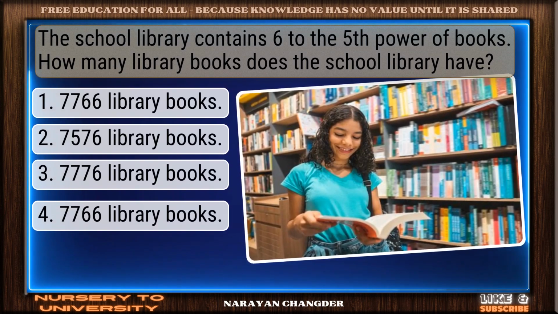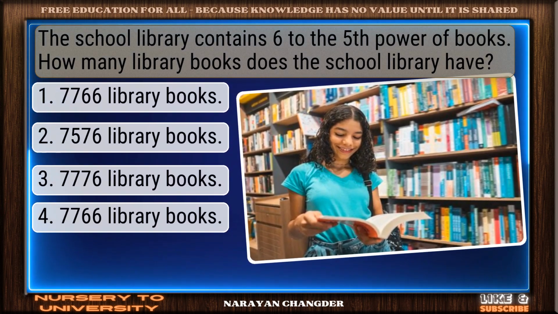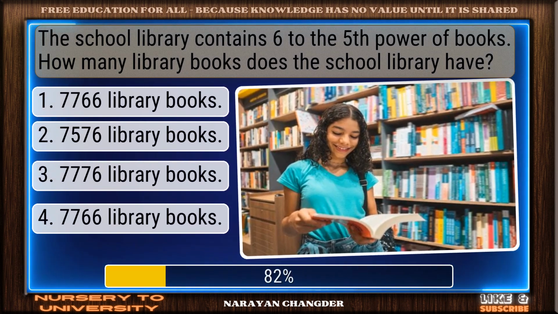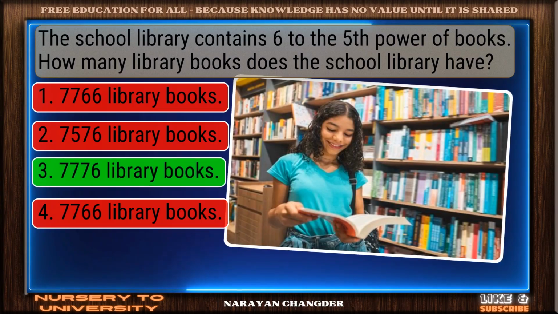The school library contains 6 to the 5th power of books. How many library books does the school library have? Sharp thinking. 7776 library books is the right choice.